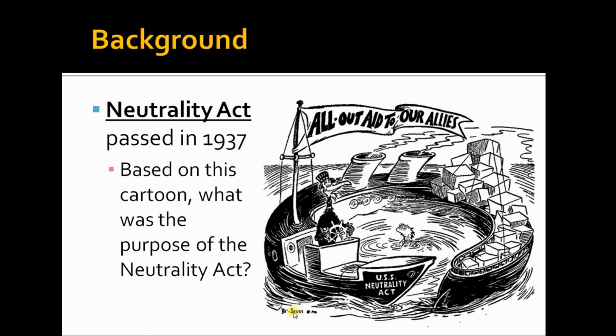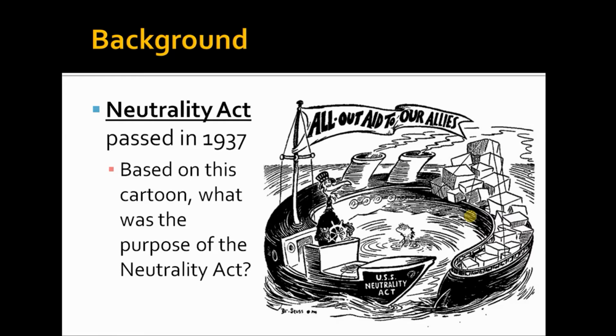This is a Dr. Seuss cartoon. You can see this ship basically going around in circles, right? So even though they say, oh yeah, we provide all-out aid, in the end, what aid is being provided? They're not providing it to anyone. So you can see the purpose of the Neutrality Act is really just for the US to stay out of other countries' business.